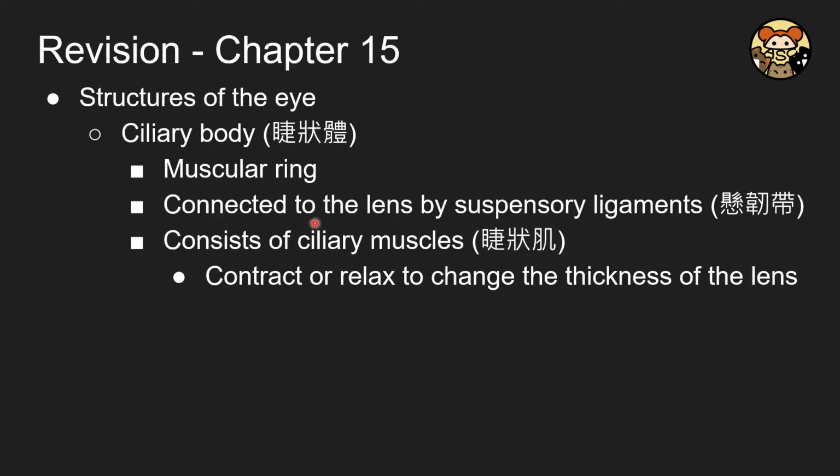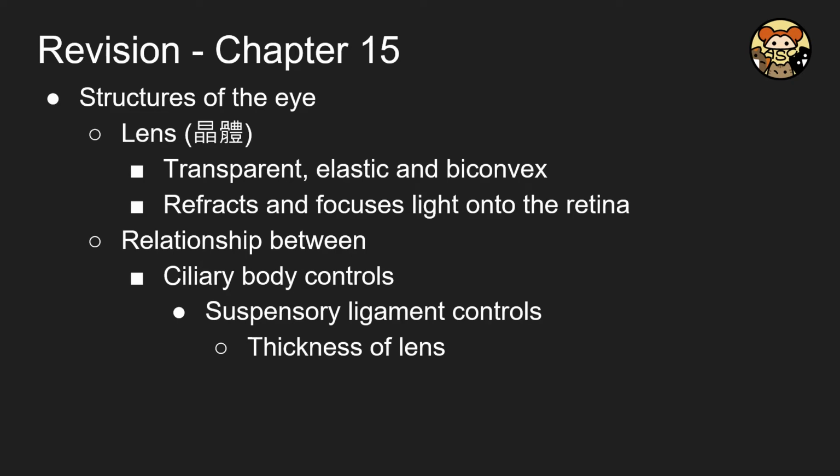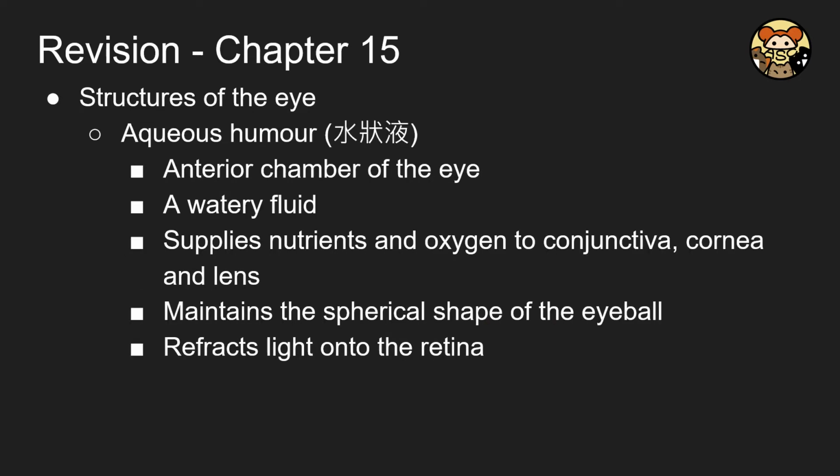And then the ciliary body. The ciliary body is connected to the lens by the suspensory ligament, and it contains the ciliary muscle. The contraction and relaxation of this muscle will change the thickness of the lens. And now we come to the lens. The lens is a transparent and elastic structure, and it is to refract light. Refract means either diverging or converging the light, to focus the light onto the retina. So the relationship is that the ciliary body controls the suspensory ligament, and ultimately it controls the thickness of the lens. There will be two types of humors.